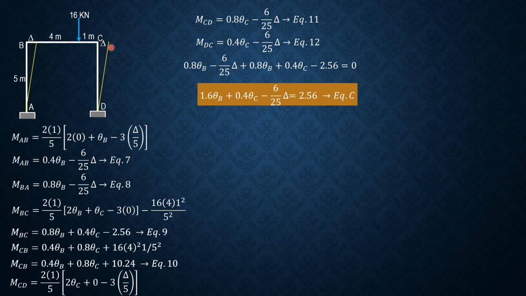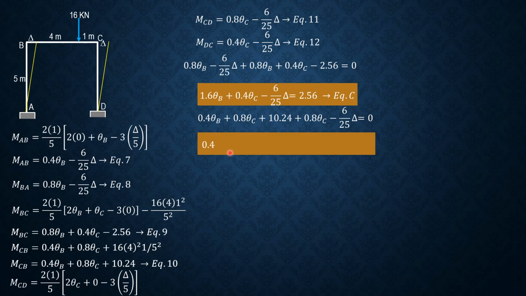Then the equilibrium equation at C, MCB plus MCD equals 0. So MCB is 0.4 theta B plus 0.8 theta C plus 10.24, plus MCD, 0.8 theta C minus 6 over 25 delta, equals 0. Simplifying, 0.8 of theta B plus 1.6 theta C minus 6 over 25 delta equals negative 10.24, equation B.